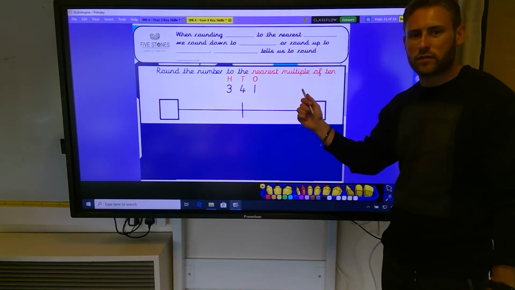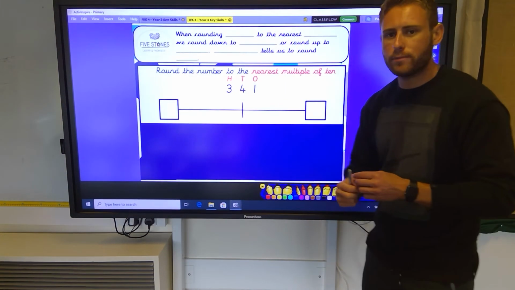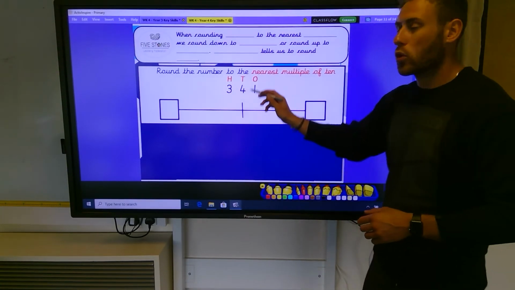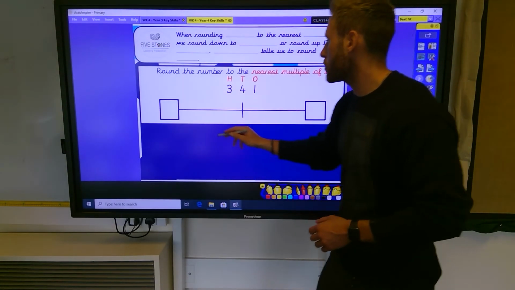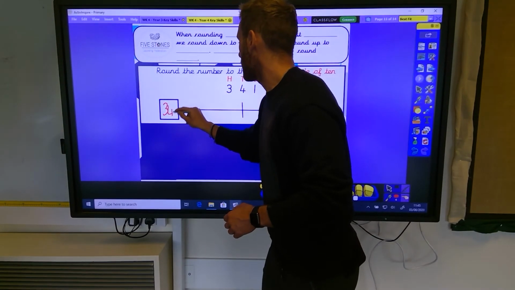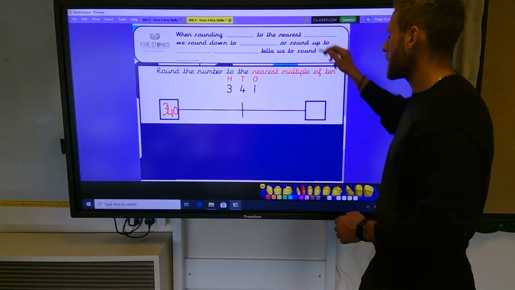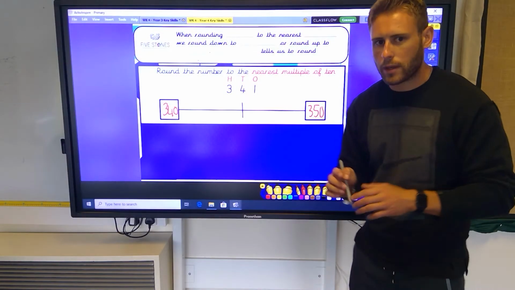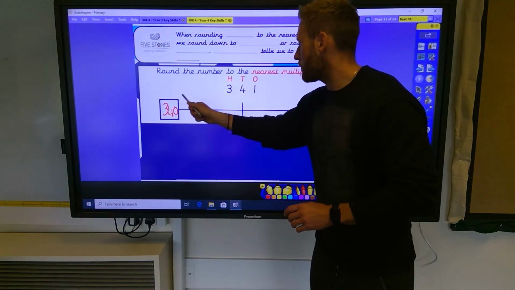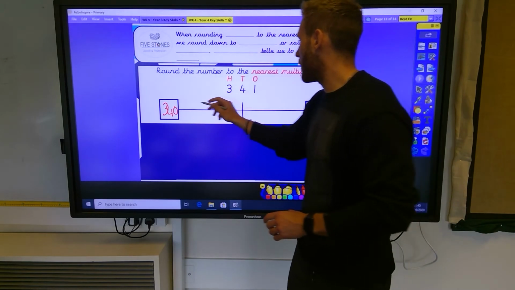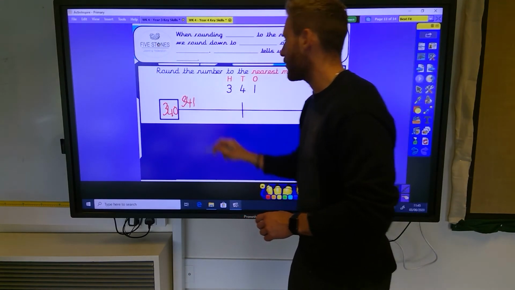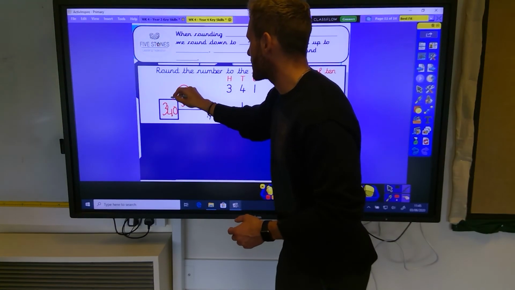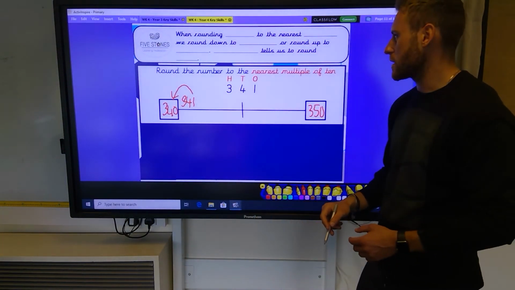Again, another multiple of 10. You're going to help me with this problem. So we've got 341, meaning my closest multiple of 10 is 340 to start off with. And the next multiple of 10 would be 350. Fantastic. Let's picture that number line. Where would my numbers be? 340, 341. Oh, there it is, 341. Which multiple of 10 is it closest to? It's certainly going to be closer to 340.